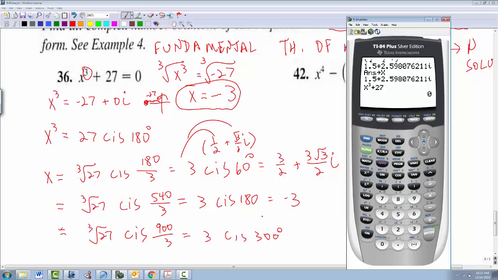By the way, just for giggles, what's the cosine of 300? It's a positive, and it's a positive what? Half. What's the sine of 300? Negative root 3 over 2, and then you distribute. The only difference is it would be 3 halves minus 3 root 3i over 2. Right, and that would be the other one.